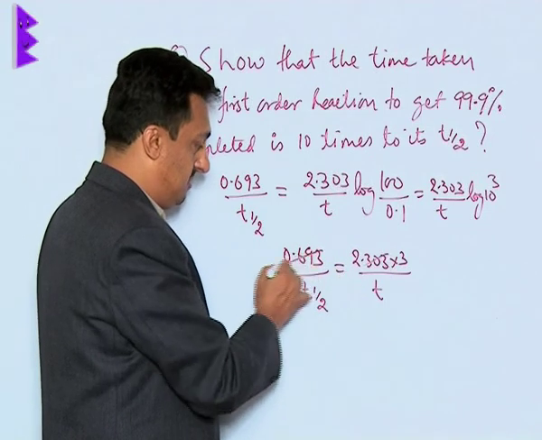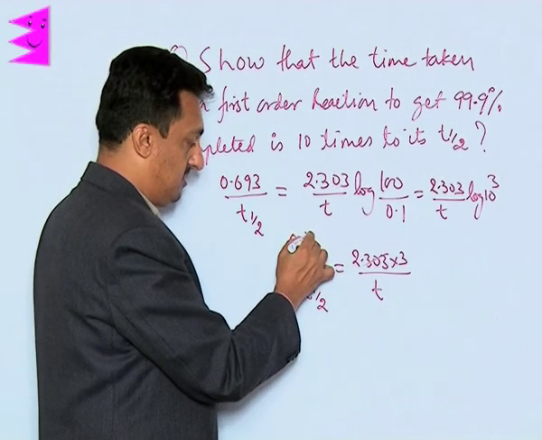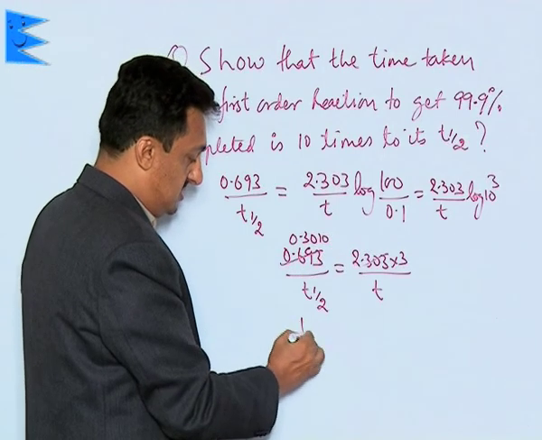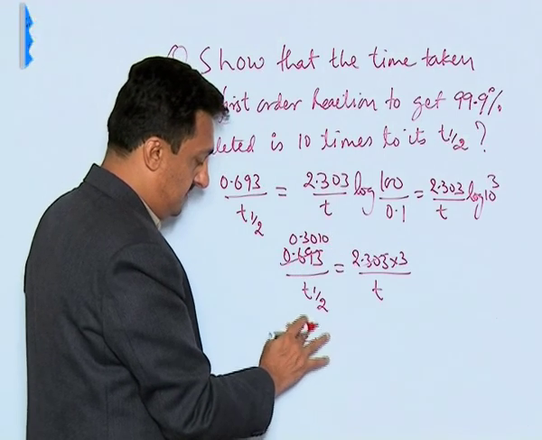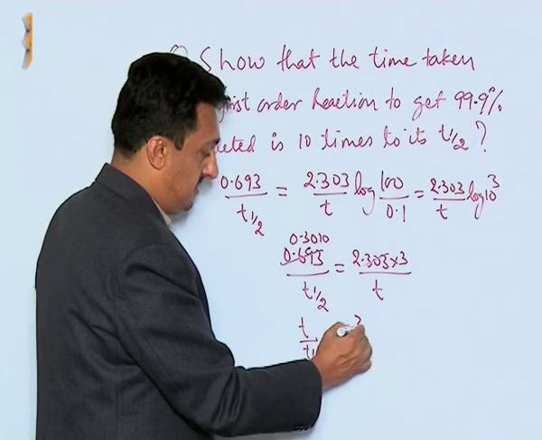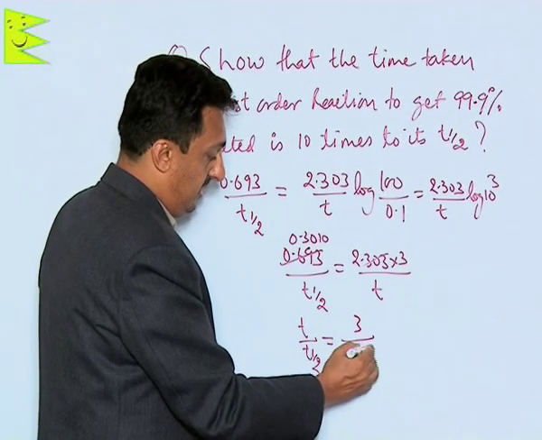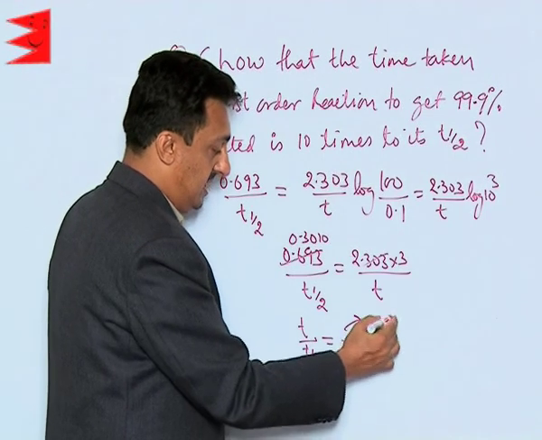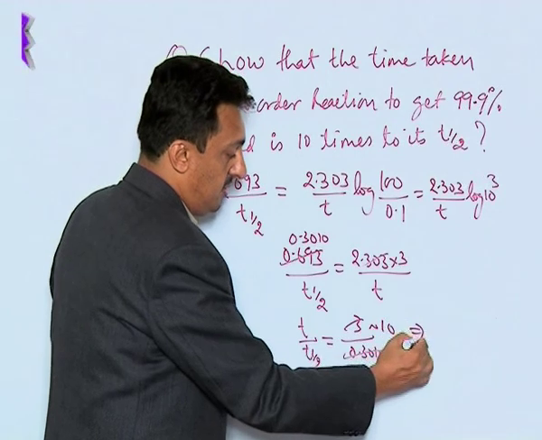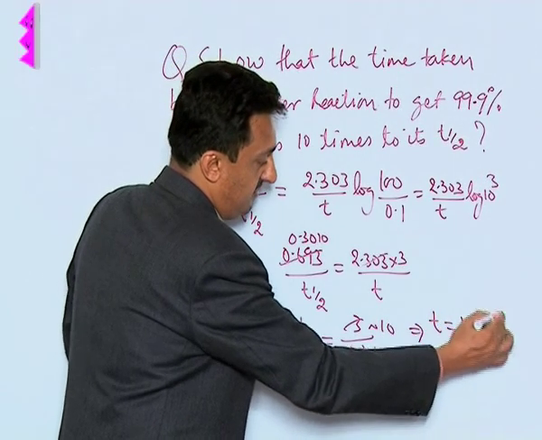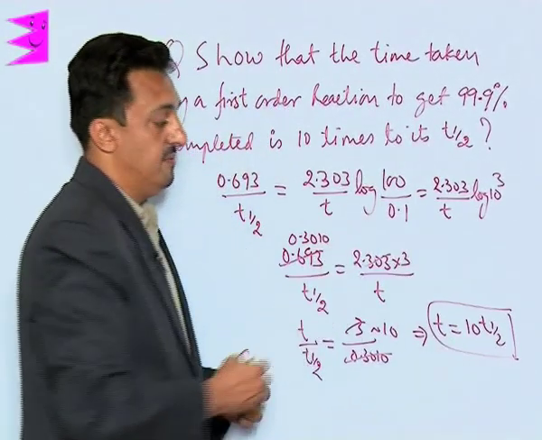We know this when multiplied will give us 0.3010. So t upon t half is 3 upon 0.3010, which is almost 10 times. So what we can make out is t is 10 times its half-life. So this is how we can show this.